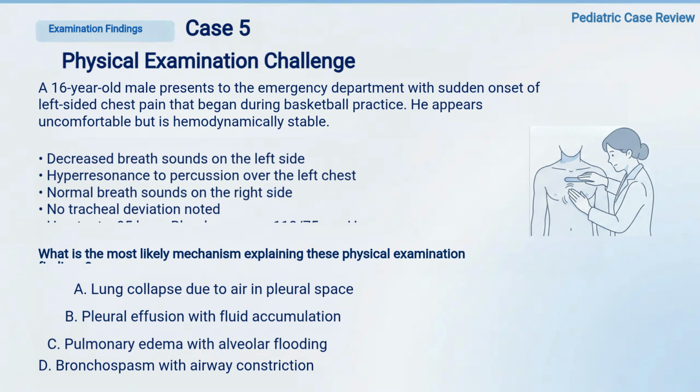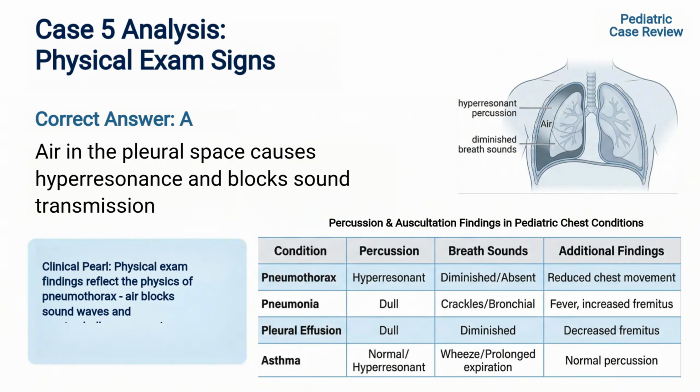Option A. Lung collapse due to air in the pleural space. Option B. Pleural effusion with fluid accumulation. Option C. Pulmonary edema with alveolar flooding. Option D. Bronchospasm with airway constriction. The correct answer is option A. Lung collapse due to air in the pleural space.